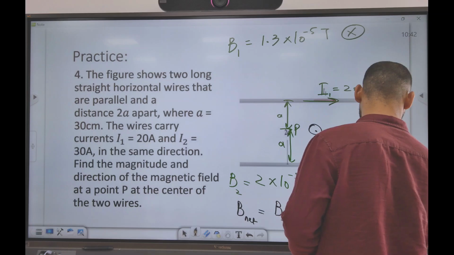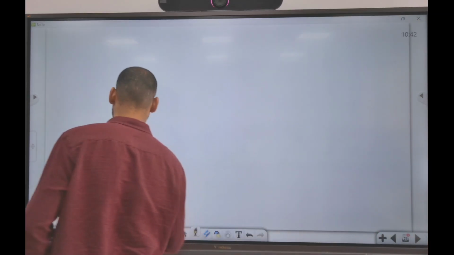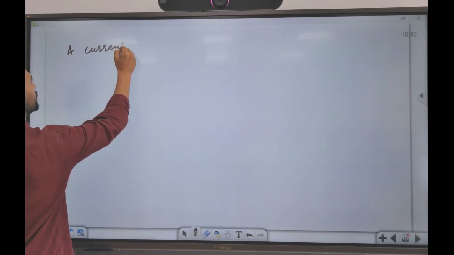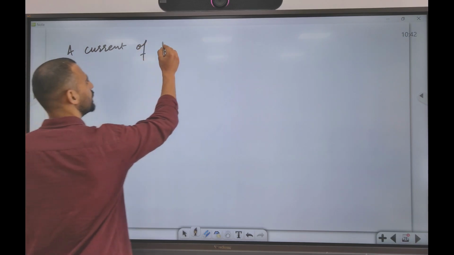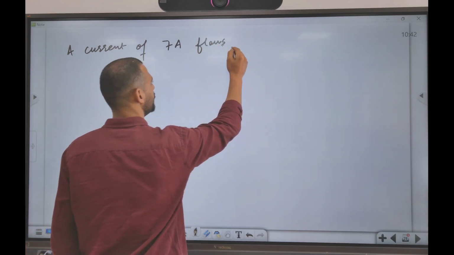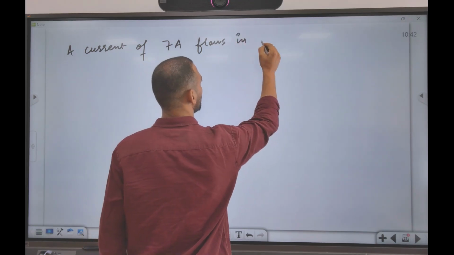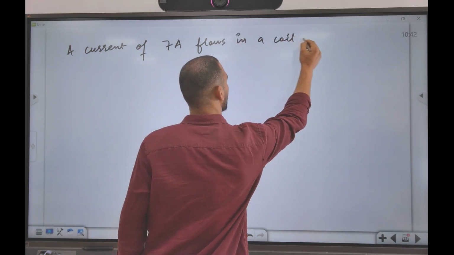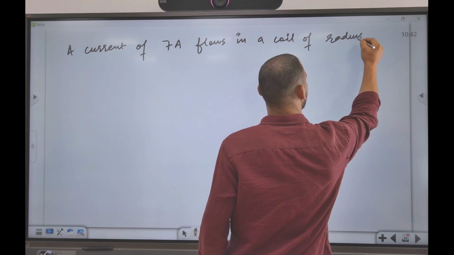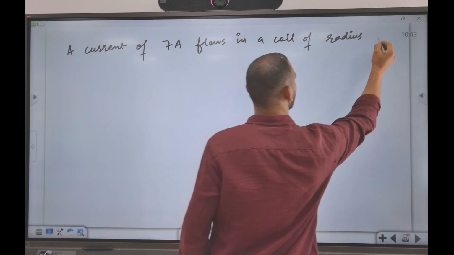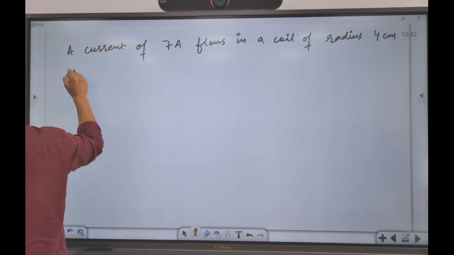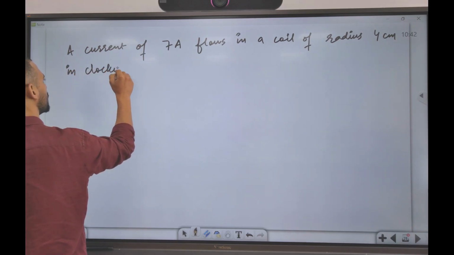Now before I go to the solenoid, one more question. I'll write down the question. A current of 7 amperes flows in a coil of radius 4 centimeters in clockwise direction.